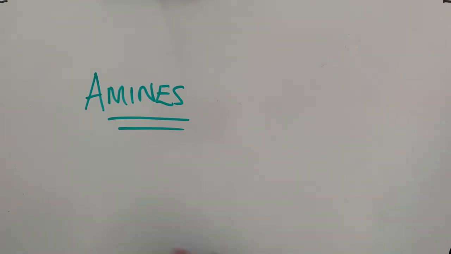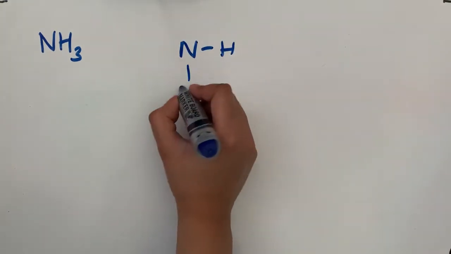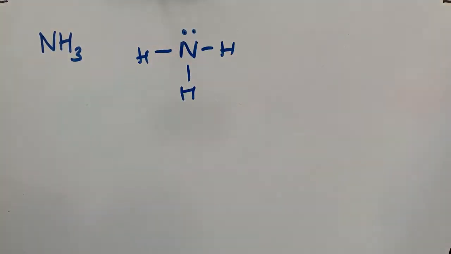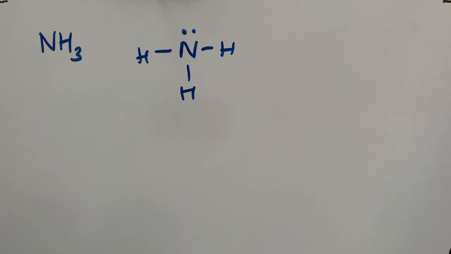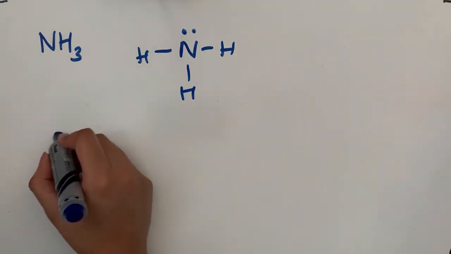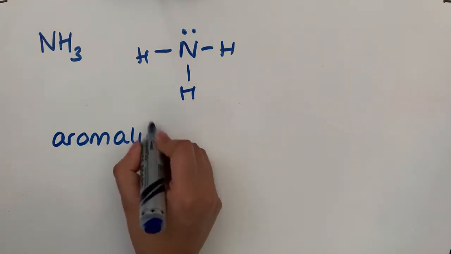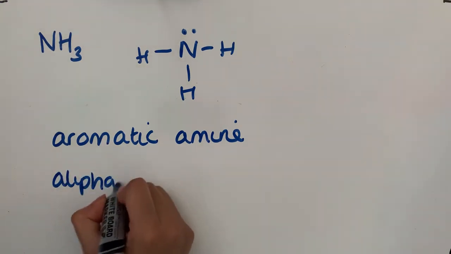Okay, so first things first, let's have a look at what we mean by an amine. An amine is something that is derived from ammonia, ammonia being this compound here, NH3. It is where one or more of the hydrogens are replaced with an alkyl group or an aromatic group as well. If it's replaced with an aromatic group, it becomes an aromatic amine. If it's replaced with an alkyl chain, so by that I mean like methyl, propyl, and so on, they are aliphatic amines.